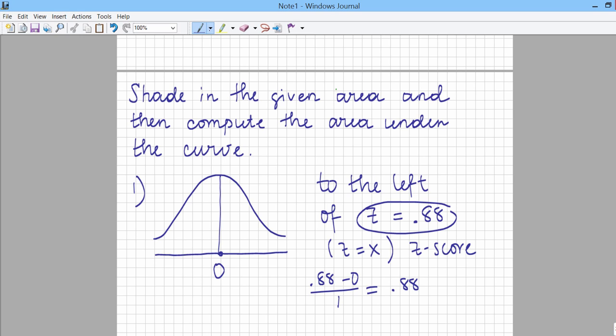So 0.88, where would that be located? Well, let's see. If 1 is somewhere here, then 0.88 would be roughly here. Okay? So here's my 0.88. So this one says shade in the given area and then compute the area under the curve, to the left of z is equal to 0.88. So let me shade that in. That would be this piece right here.